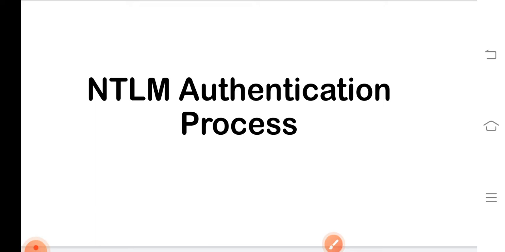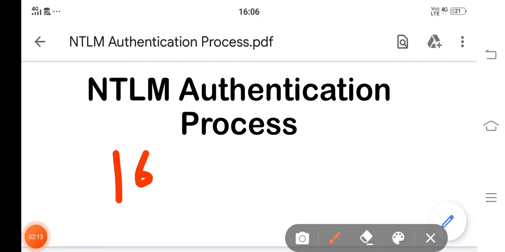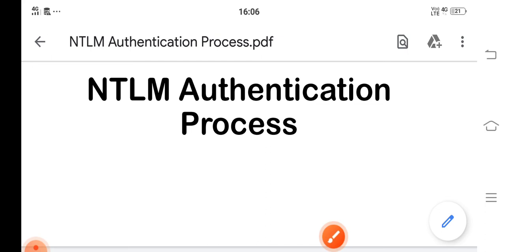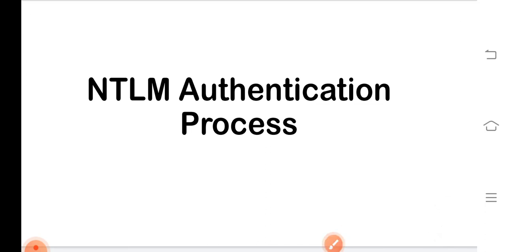Next, the domain controller generates a 16 byte random string called a nonce, and sends it to the client computer. Next, the client computer encrypts the nonce with the hash of the user password and sends it back to the domain controller. The domain controller retrieves the hash of the user's password from the SAM and uses it to encrypt the nonce.